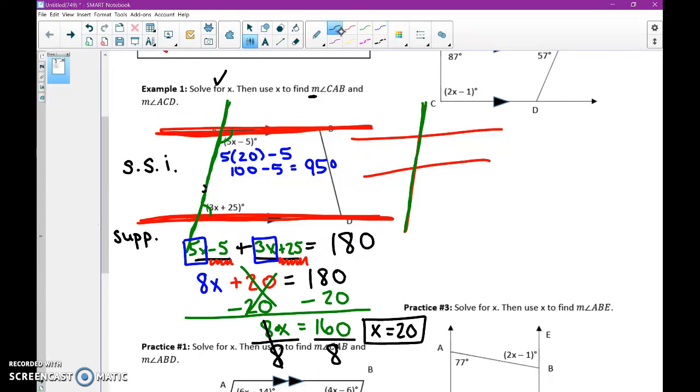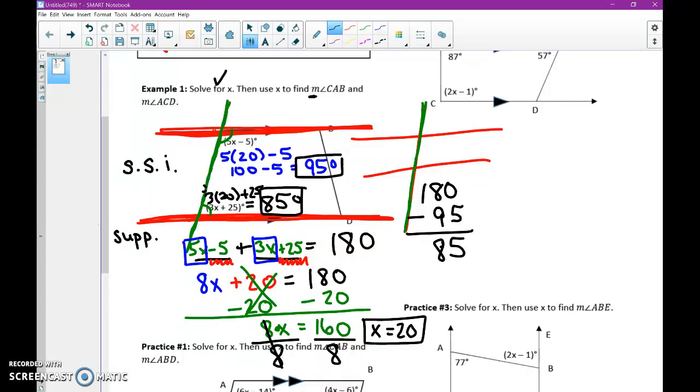Now there's two ways to find the second angle. I can plug 20 in for this one, or I can think about the fact that these are same side interior angles, which means they have to add up to 180. So if this is 95, the other one must be 180 minus 95, which ends up being 85 degrees. So you could do it that way, or if you plug in 20, 3 times 20 plus 25 also equals 85. So more than one way that you can get the same answer, but these were also things that they asked for as well in order to finish the problem.